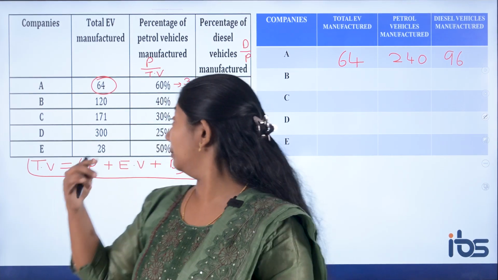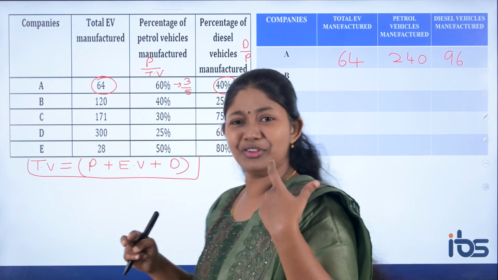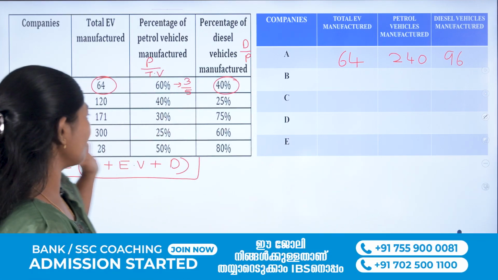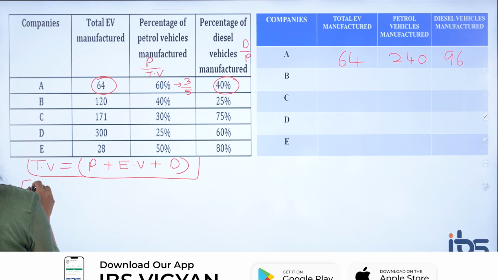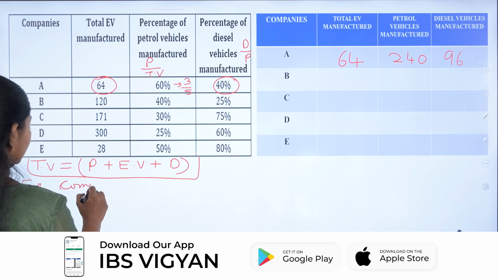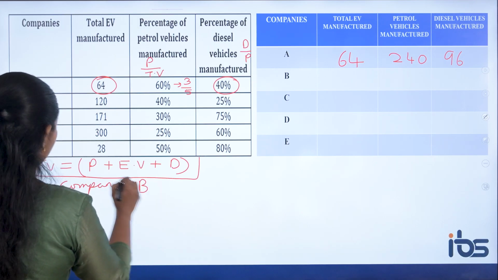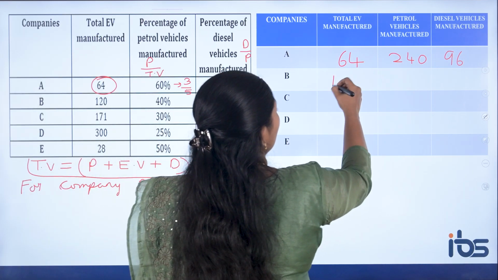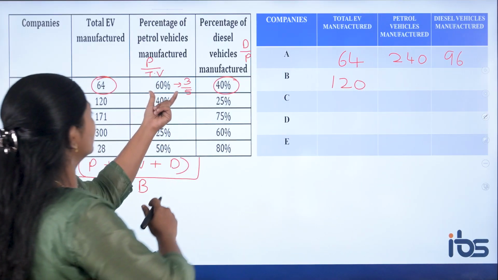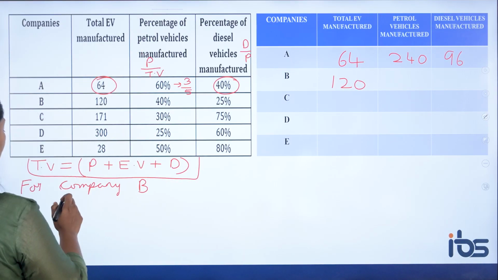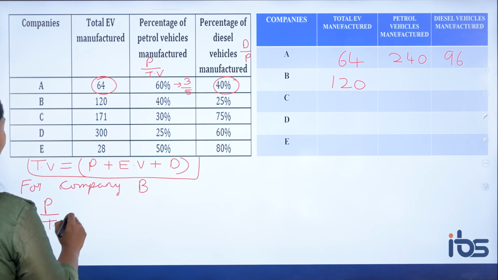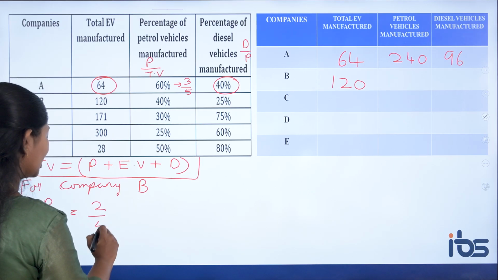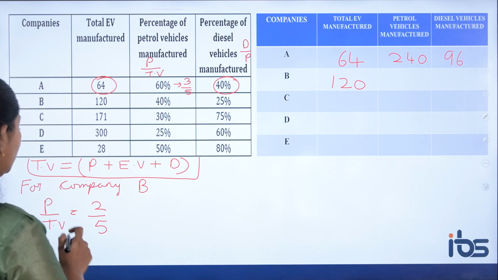Next, in the same way, we will be decoding company B also. If you know the percentage to ratio table chart, then it's very easy. So for company B, you need not write all this, I am writing it for your understanding. For company B, we already have EV as 120. We need to find this, because the percentage is based on total vehicles. So petrol by total vehicles manufactured is 40%. 40% means 2 by 5 as a fraction. So we already got this from here.